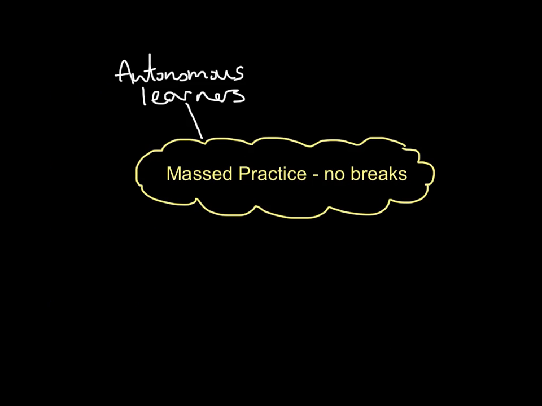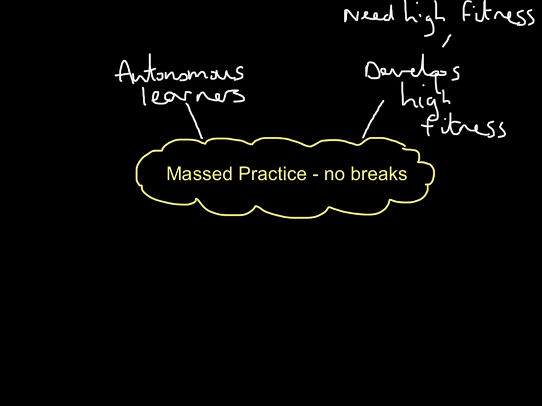It's got to be autonomous learners, high ability learners, because they've got to be able to cope with the demands of a practice session without any breaks in it. Okay, secondly, it develops high fitness levels doing a mass practice session, a session without any breaks. But we could also say, in order to do a mass practice session, you need quite high fitness levels in the first place, or else you're not going to be able to last the session.